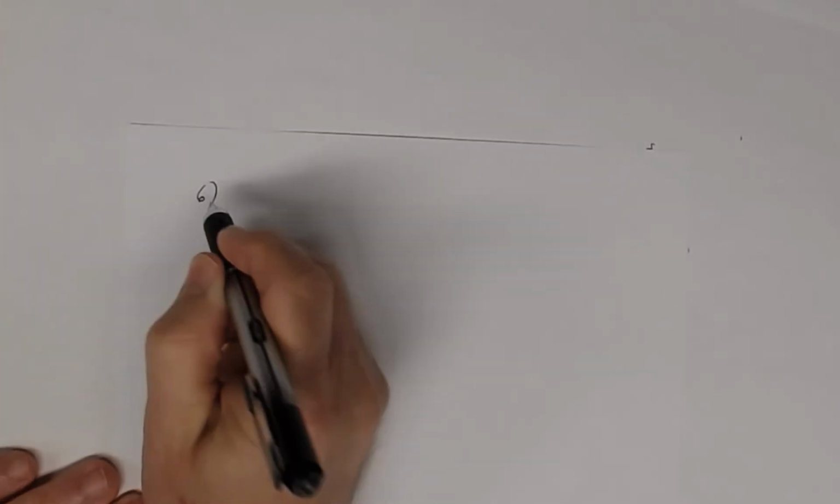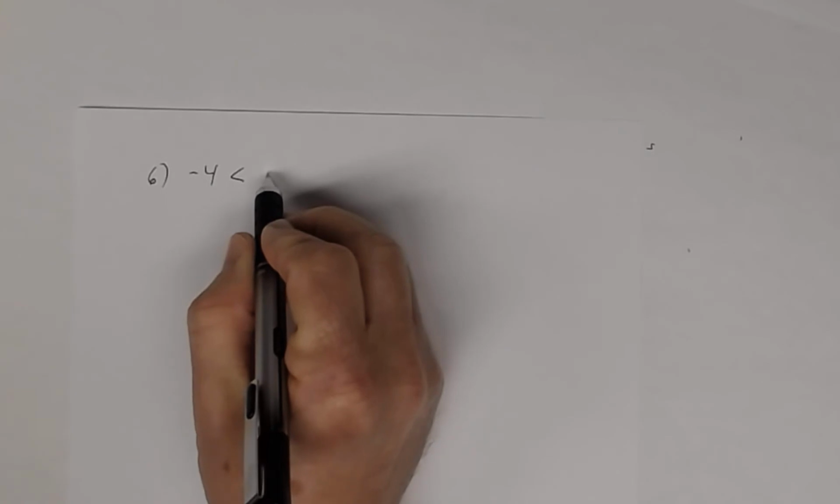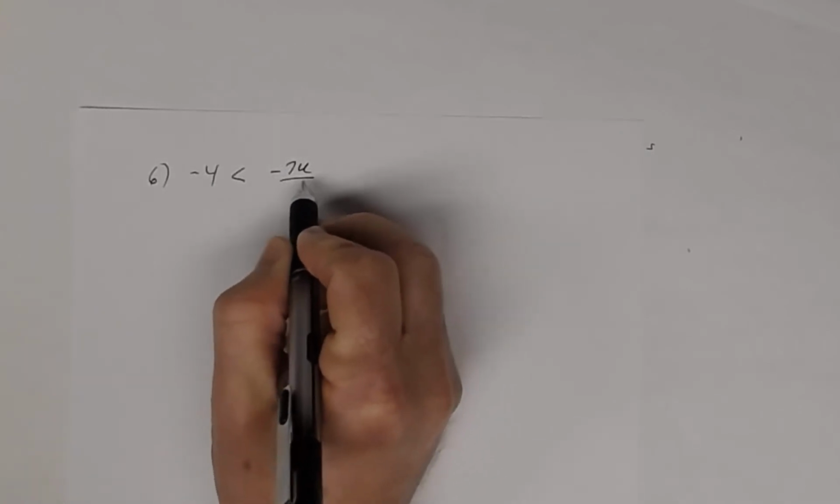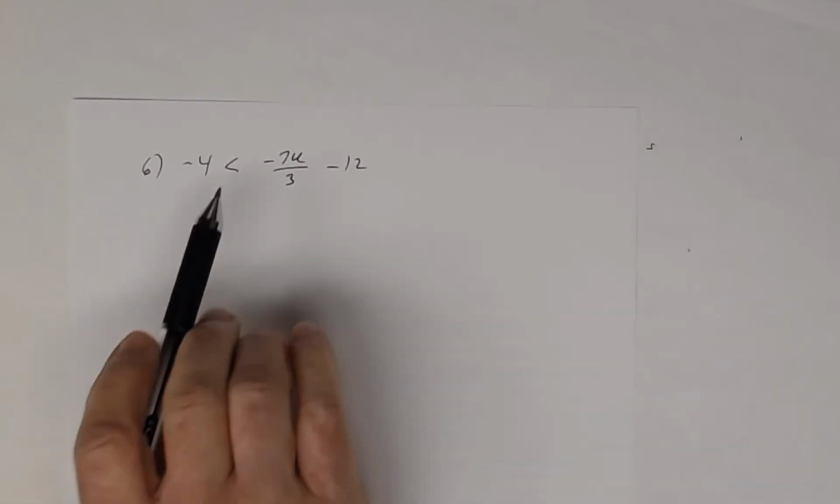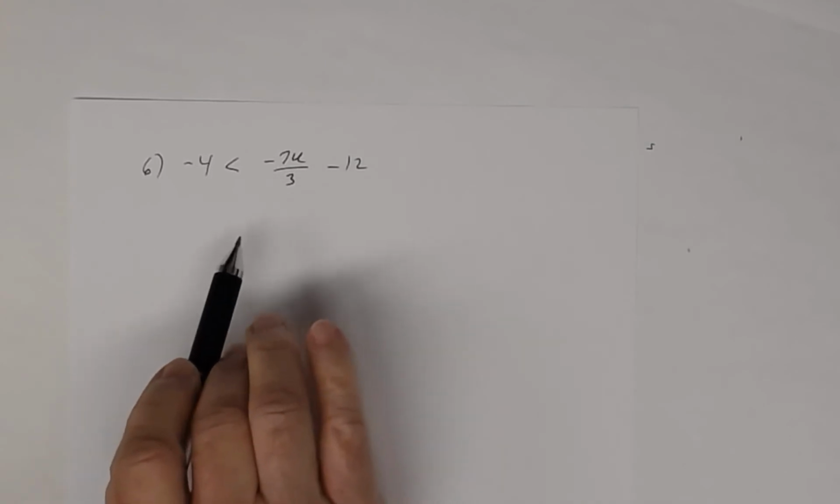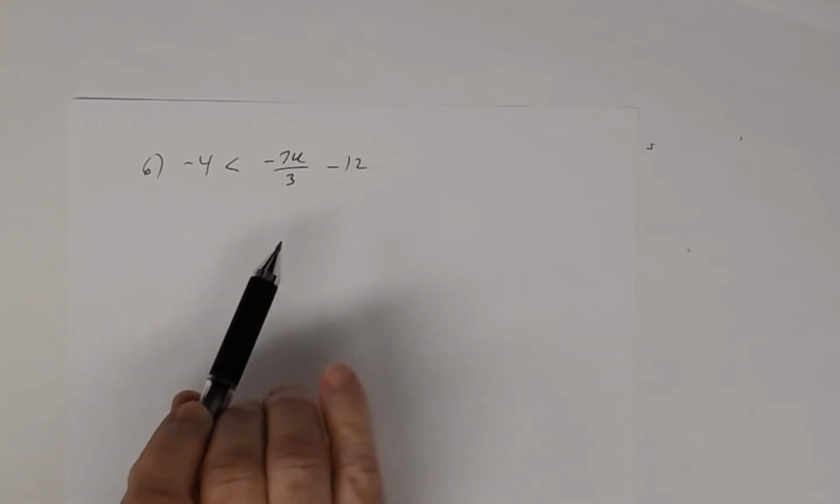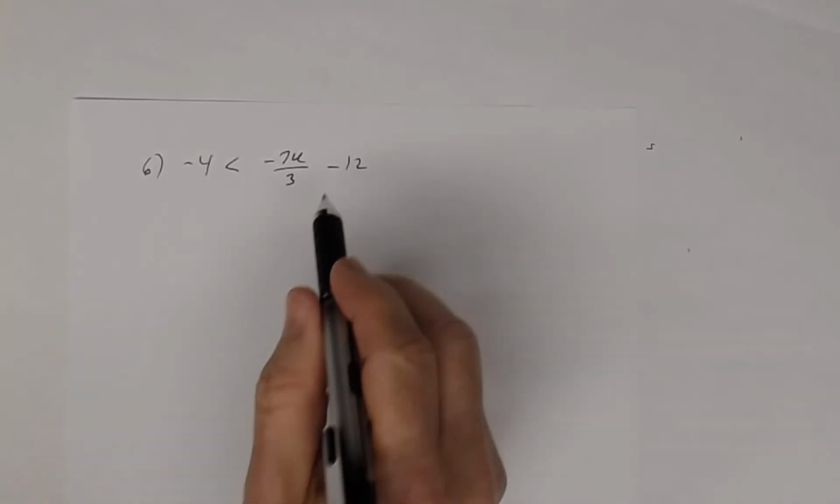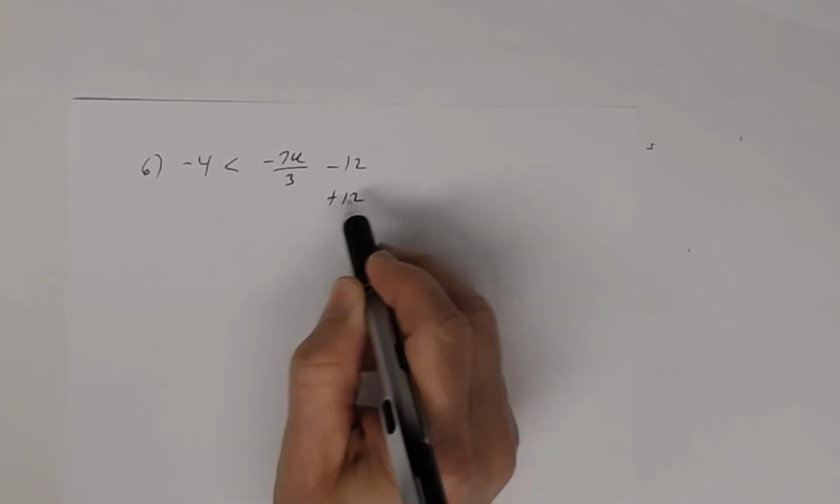All right, number 6. So let's look at number 6. We have this inequality: negative 4 is less than negative 7u divided by 3 minus 12. Again, it just so happens that the variable's on the right-hand side, so remember how to deal with that at some point. But first of all, let's get rid of that minus 12 right here. I'm subtracting 12, so you can do the opposite. You're going to add 12 to both sides.